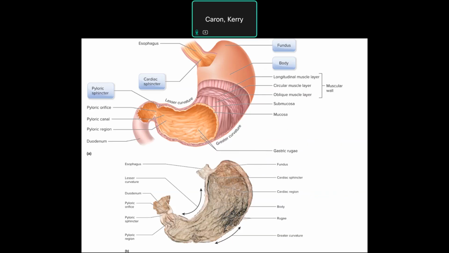And then below you see a cadaver picture, okay, it's less colorful, but fundus, the cardiac sphincter, which the cardiac region is right below that. We have the fundus and the body. It shows rugae here. We call the curves of the stomach the large curve on the outside, the greater curvature. And the inside curve, we call the lesser curvature. The pyloric region is around the pylorus or pyloric sphincter. And then here's the pyloric sphincter before we get to the small intestine, the first section called the duodenum.